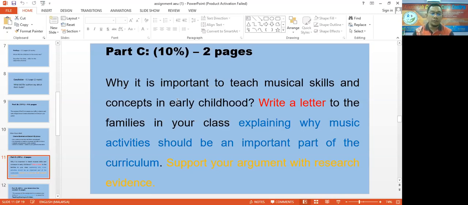I would like you to find it in an article or in a textbook. You can find it on Google by searching for musical skills and concepts in early childhood, why it is important. You can find a lot of sources. And remember, don't copy and paste, write in your own words, and support your argument with research evidence. So that is for part C.